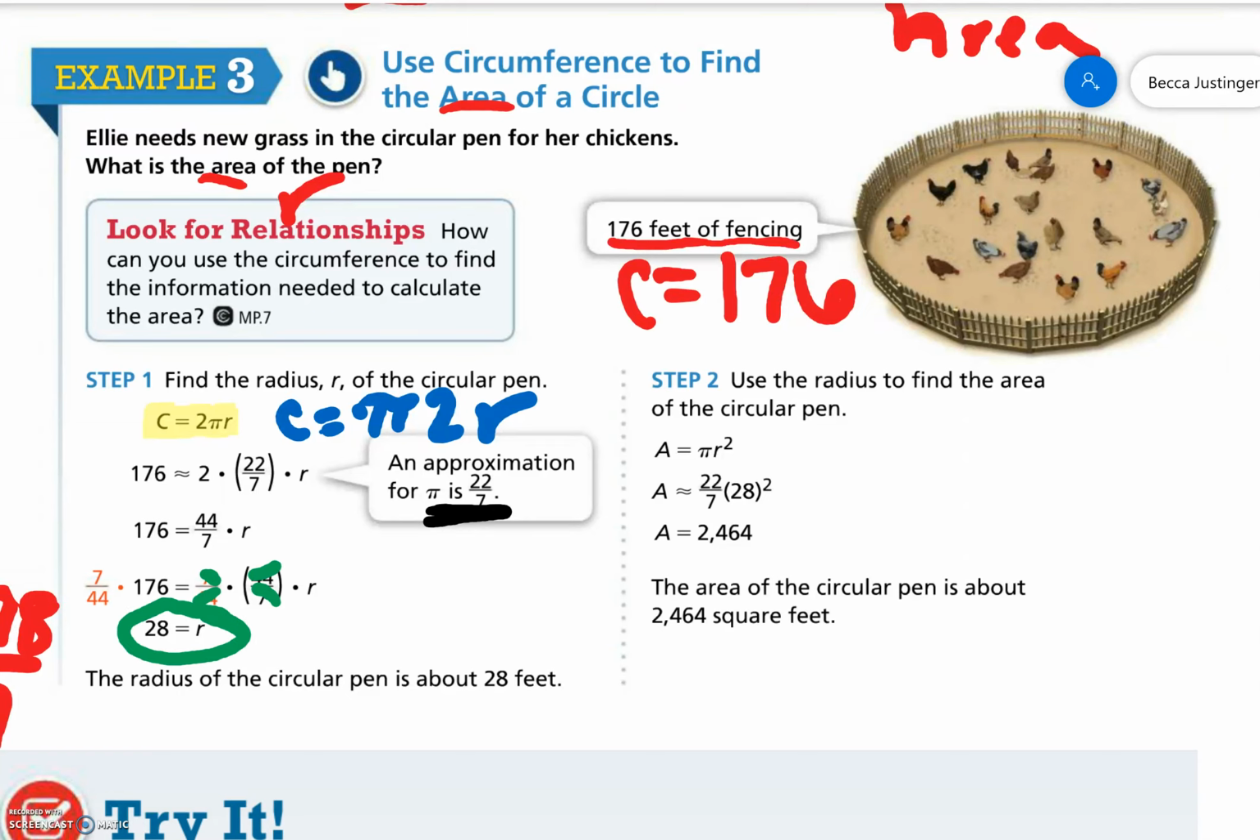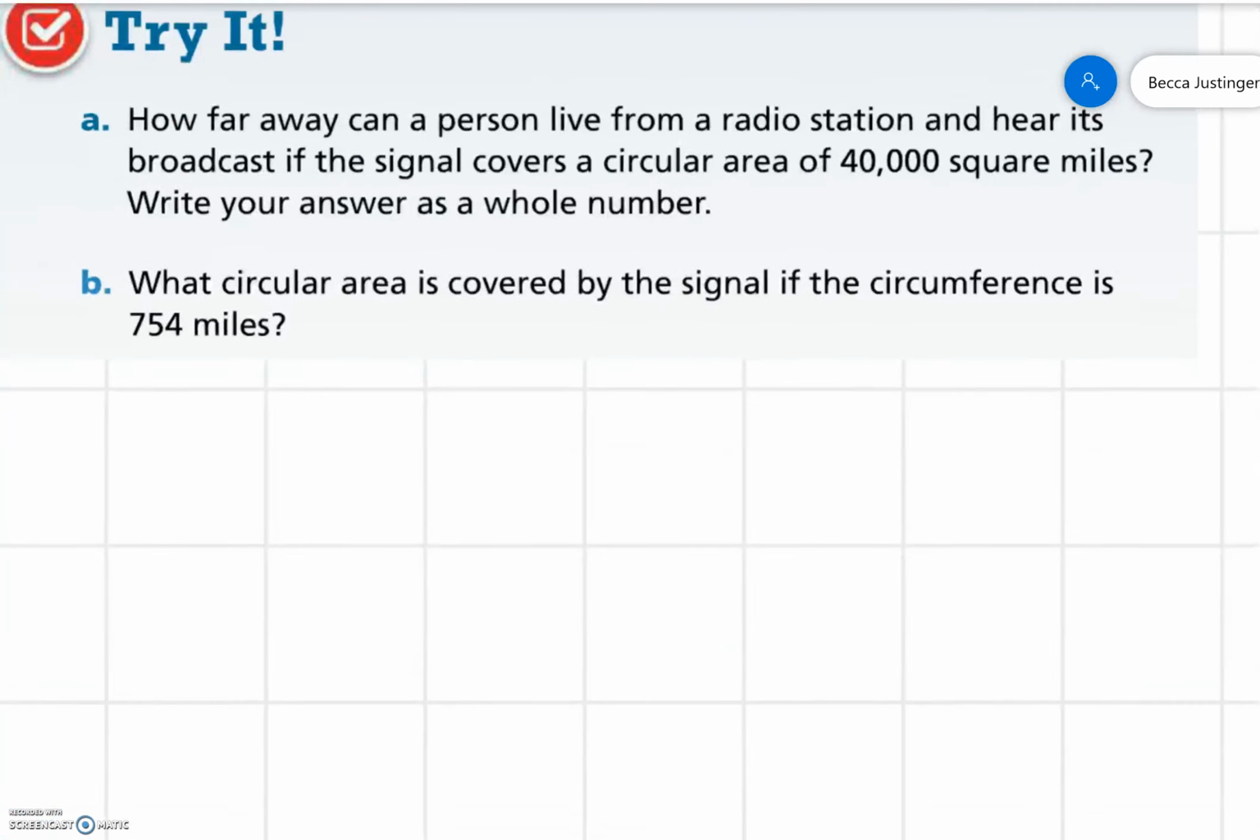But that doesn't solve our problem. We want to know the area. So again, area is pi r squared. Plug in what you know, using 22 over 7 for pi. We just found out 28 was the radius. Do the exponent first, and then you get area equals 2,464. Try it.